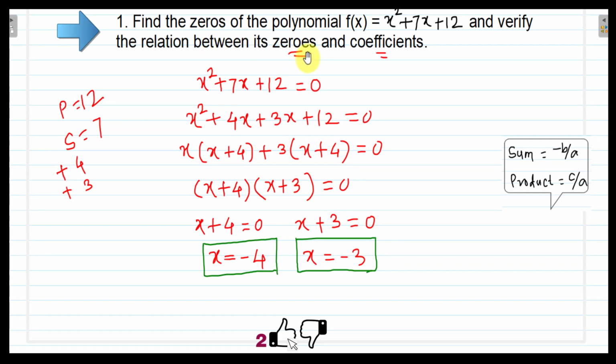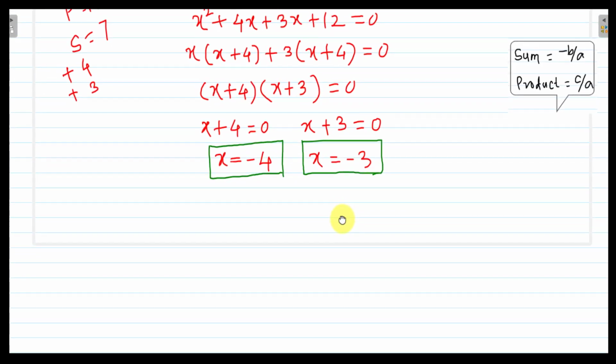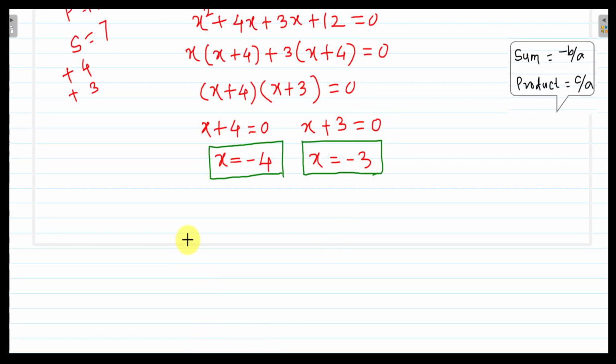Now we have to verify the relationship between the zeros and the coefficients. So we will take the sum of the roots. It's very simple. So sum of the zeros is equal to, these are the zeros of the given polynomial, minus 4 and minus 3. So it will be minus 4 plus minus 3, that is equal to minus 7. Correct? This sum of the zeros is minus 7.